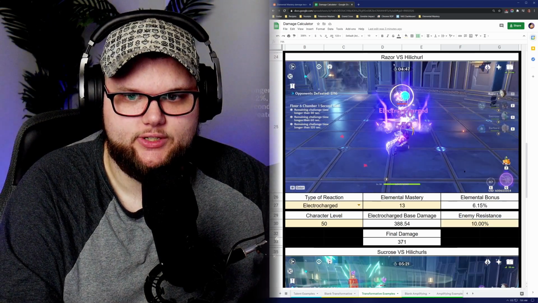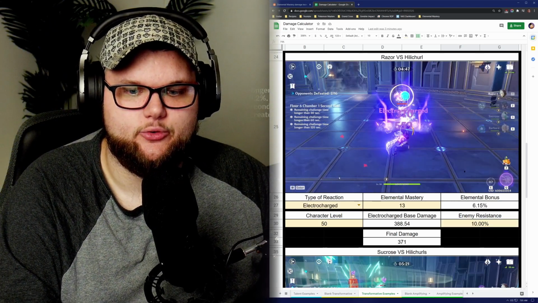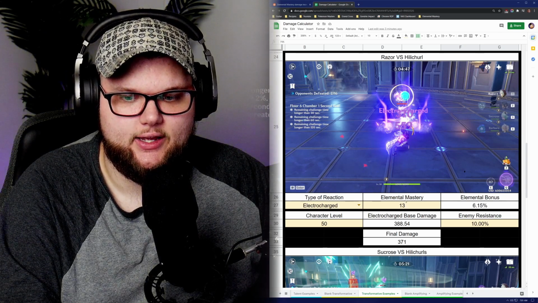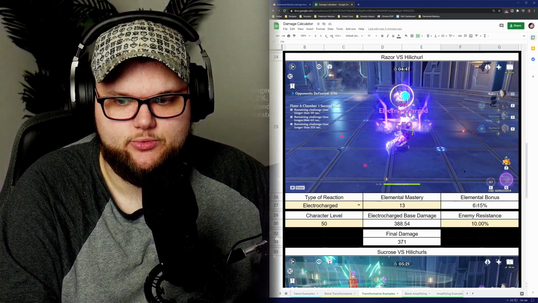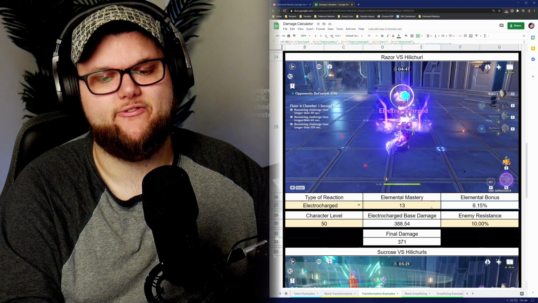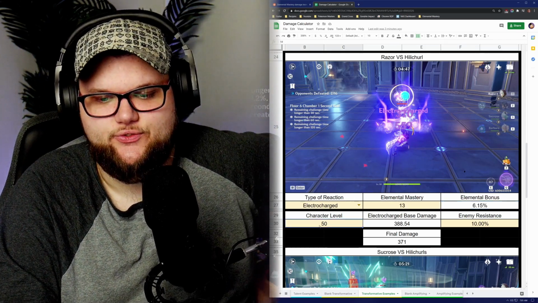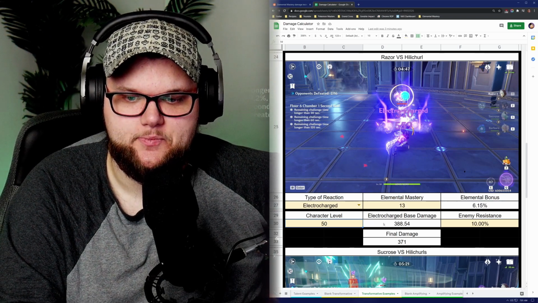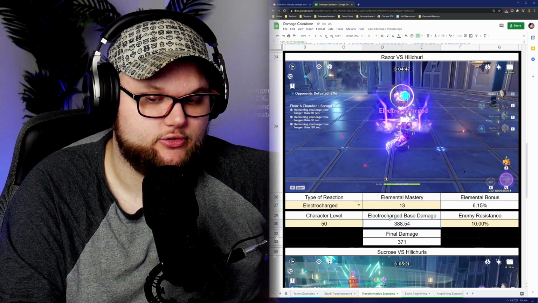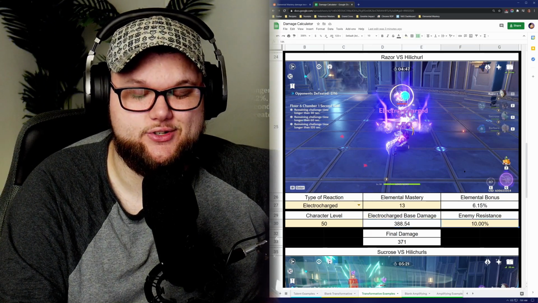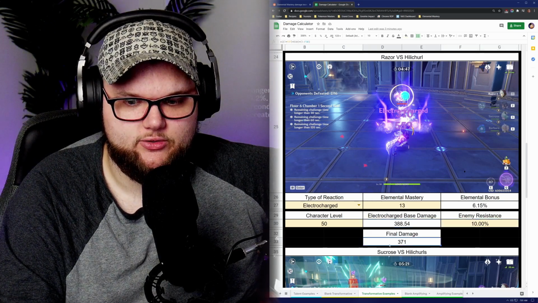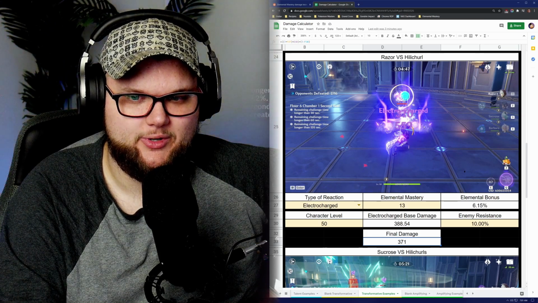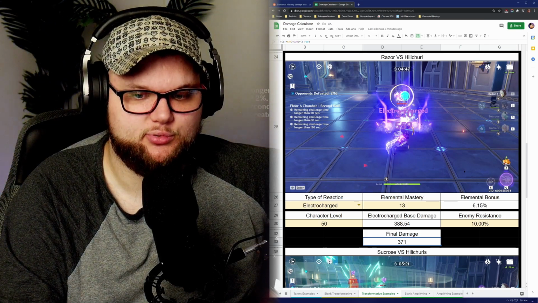Our next example is Razor versus a Hilichurl. So we are doing electrocharged here. Razor had 13 elemental mastery in this image, which is an elemental bonus of 6.15. Our character level is 50. Now I can't verify that because I've actually leveled up my Razor since this. Electrocharged base damage here, enemy resistance of 10, just like before, which should equate to 371. You'll notice that we hit 370, which is pretty spot on.